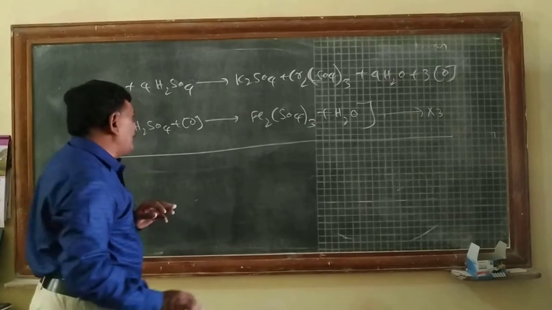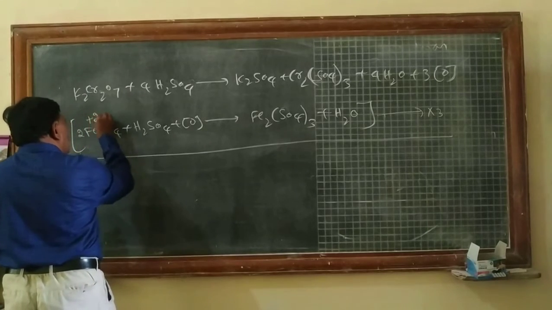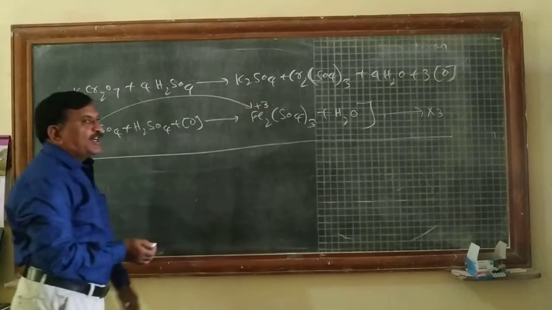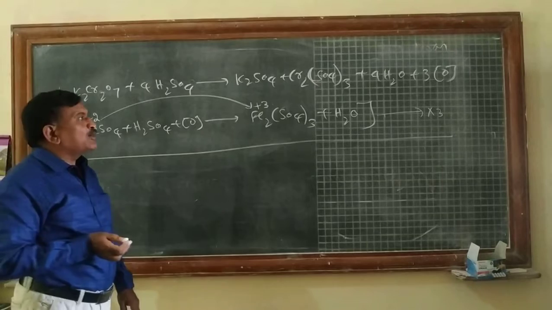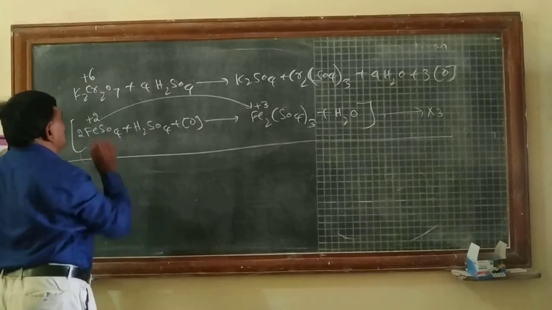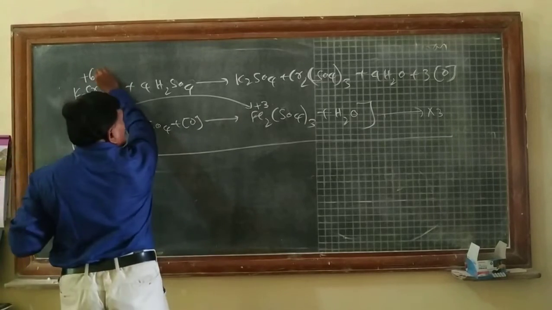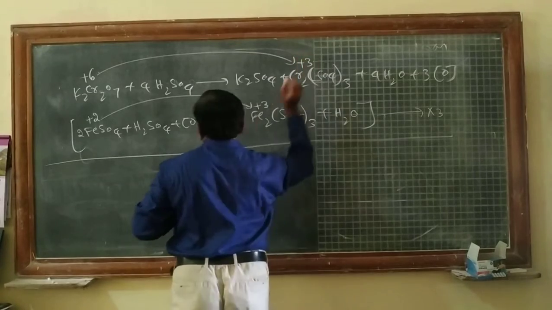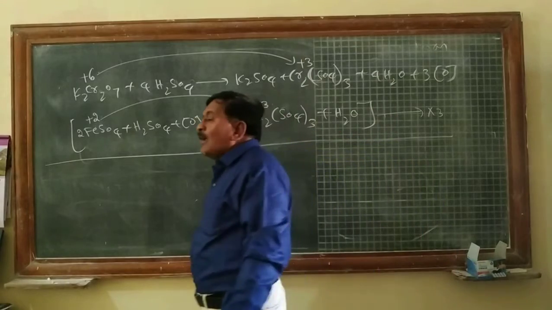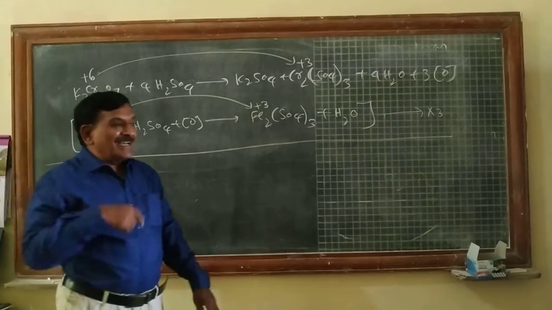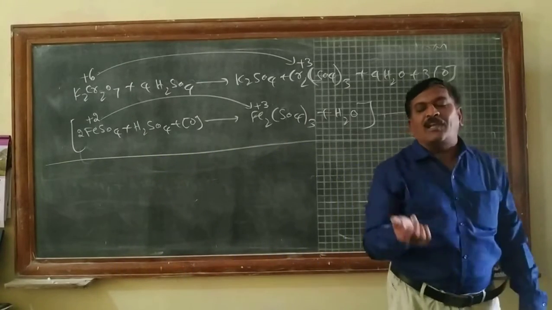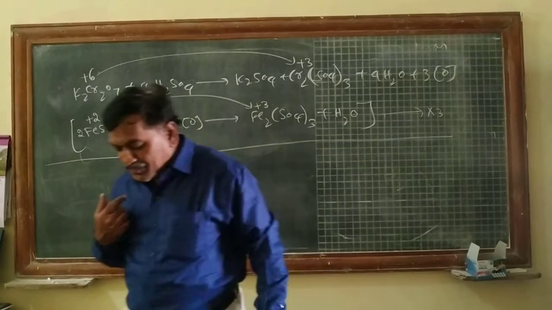So why does it undergo this reduction? In the ferrous sulfate, the oxidation state of iron is plus 2. The plus 2 oxidation state is converted into plus 3, so it undergoes oxidation. Then the chromium oxidation state is plus 6, which changes to plus 3, hence it undergoes reduction. The potassium dichromate undergoes reduction, whereas the ferrous sulfate undergoes oxidation. Reduction means the gaining of electrons and oxidation means the losing of electrons. That is called oxidation and reduction processes.